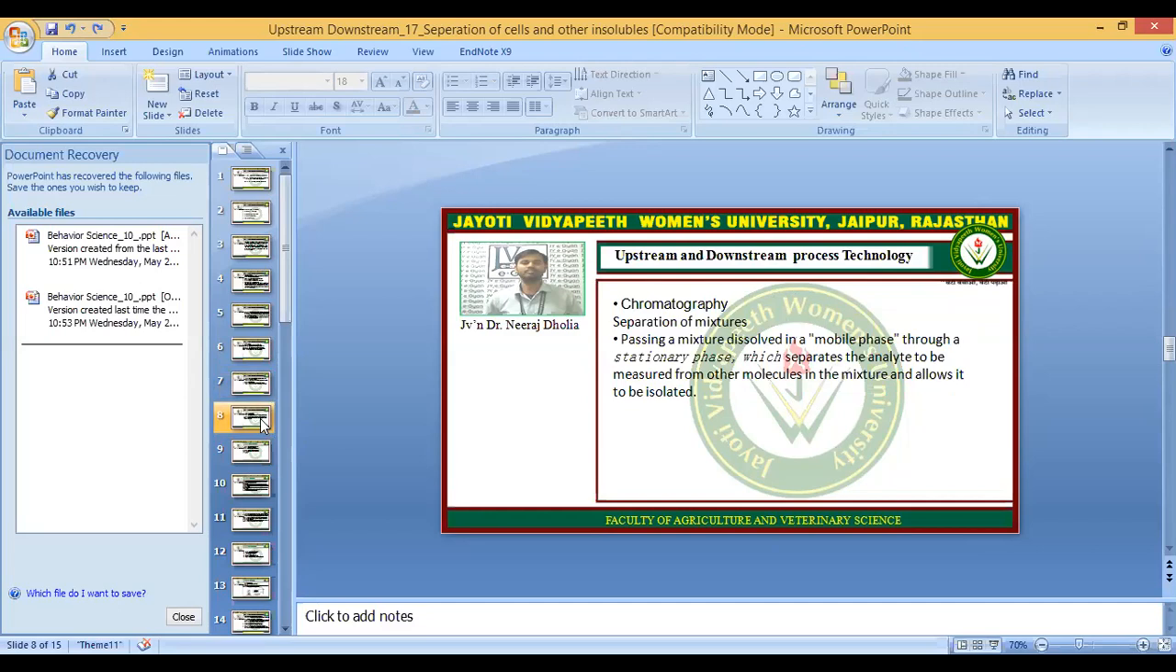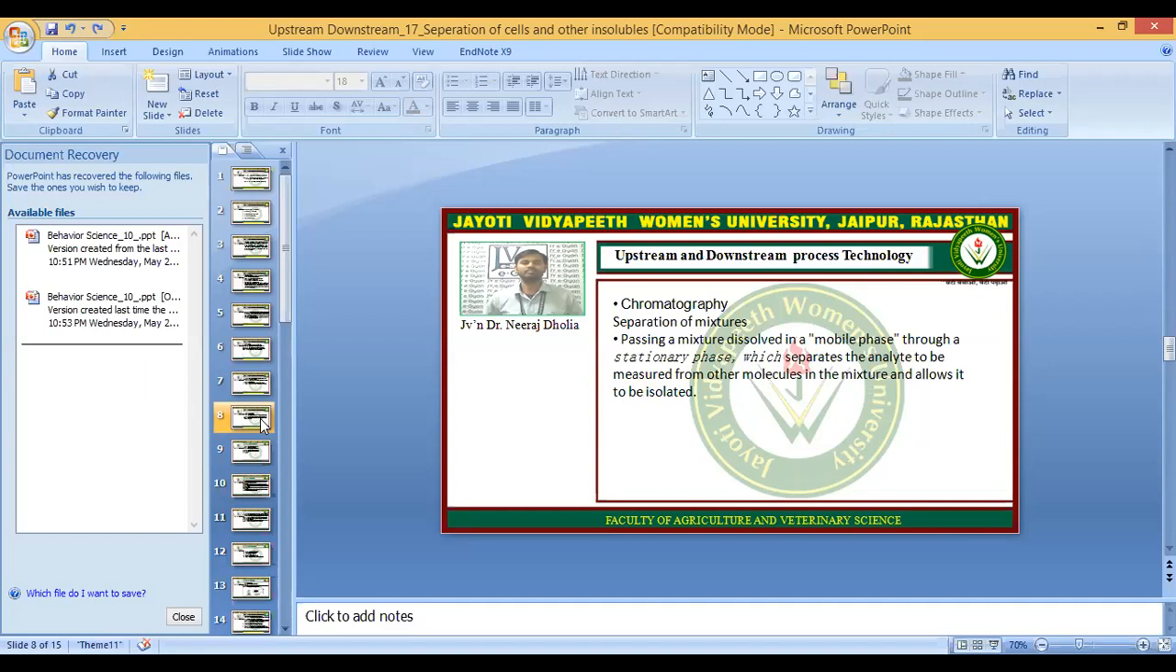So in the chromatographic techniques, compounds are isolated on the basis of color, but that is only a word meaning. It is basically a separation technique. Here you use two phases: one is the mobile phase, one is the stationary phase. The mobile phase is the moving phase, like a solvent, and it will move over the stationary phase.